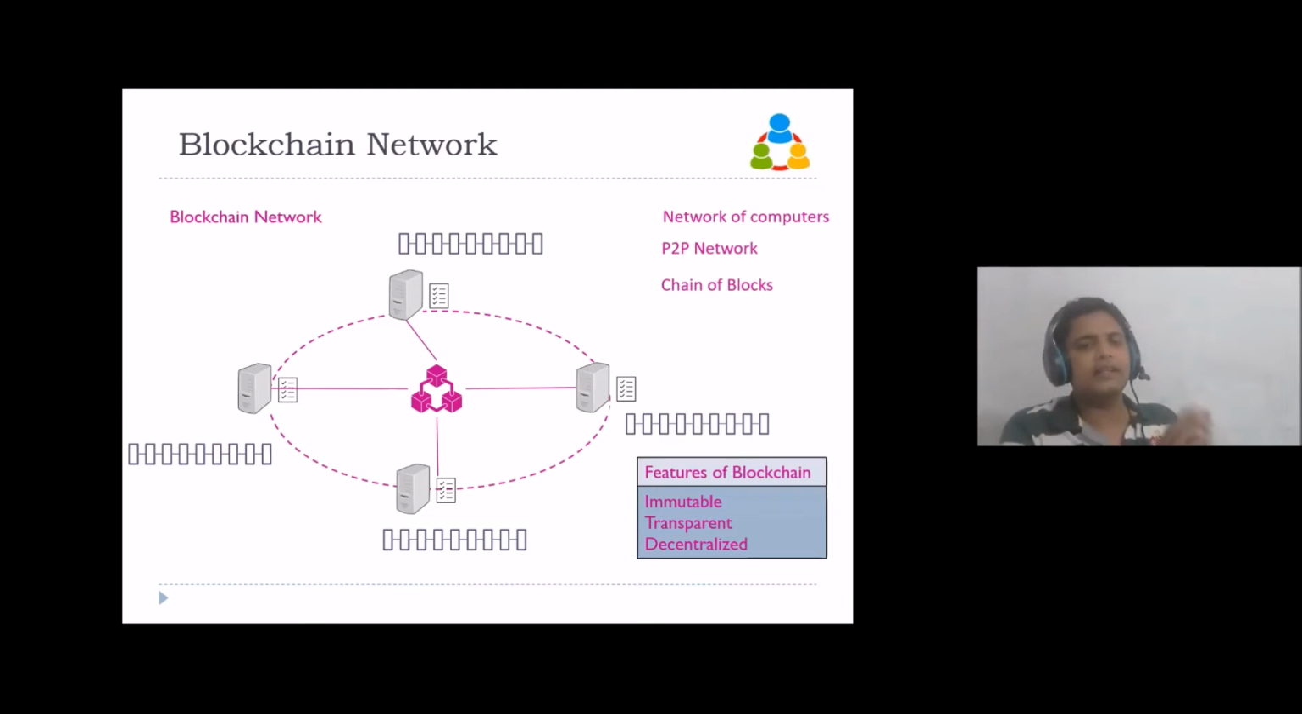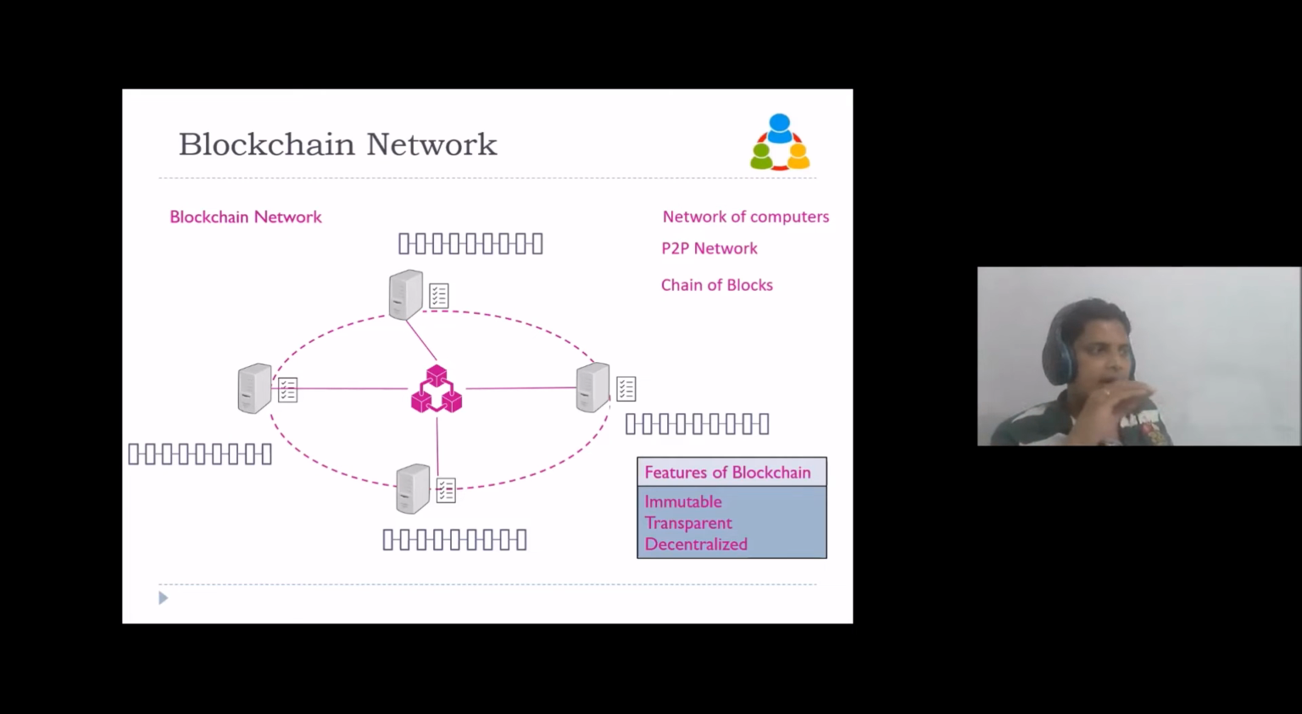So that is why nobody can say hide the data from other computers. Everybody will automatically be updated with your transaction. And immutable: the transactions or the records which are written onto the blockchain network are immutable, meaning you cannot change the data which you have already written.